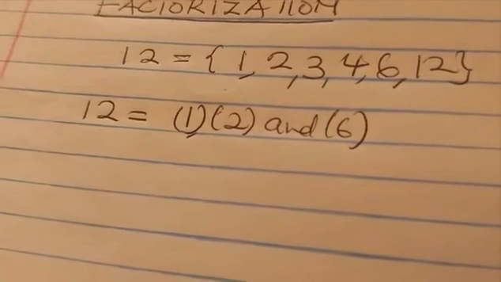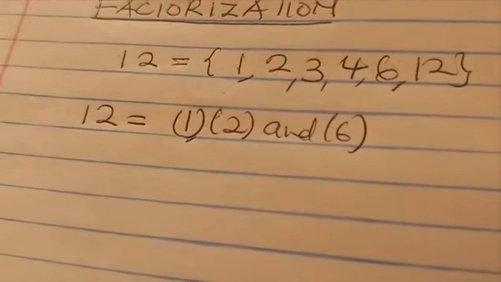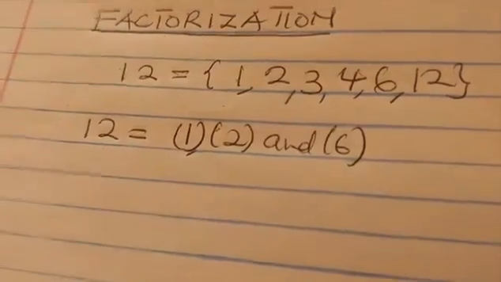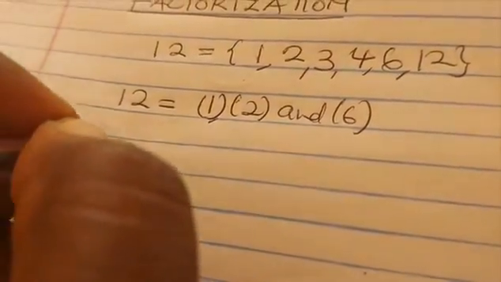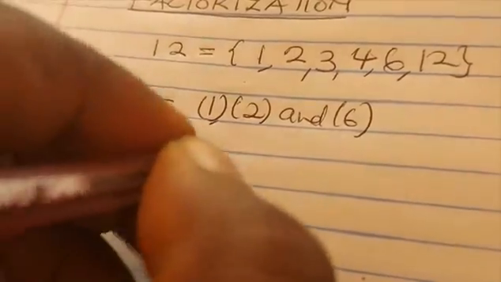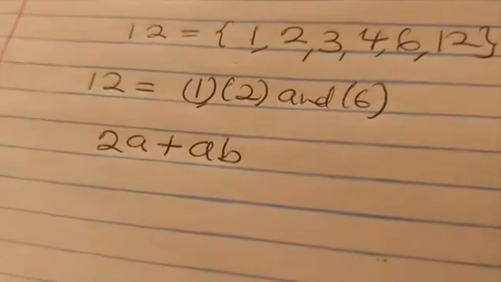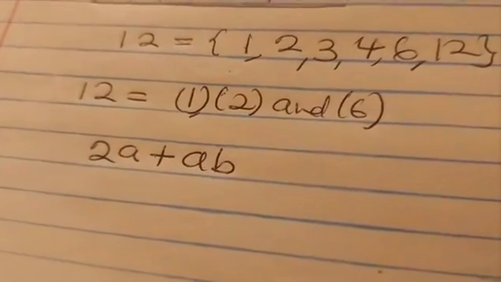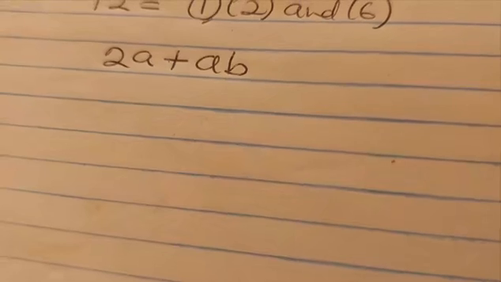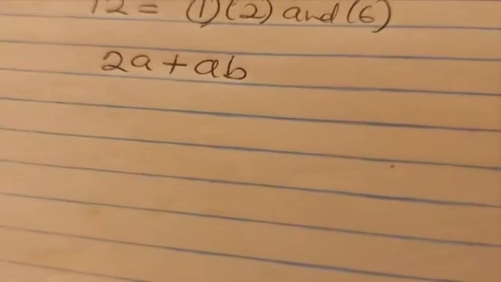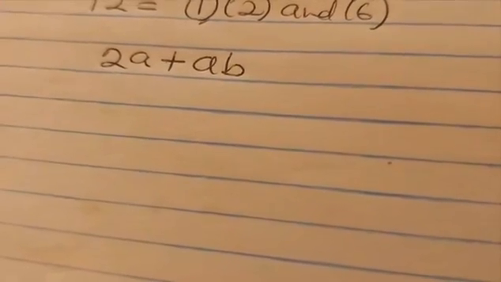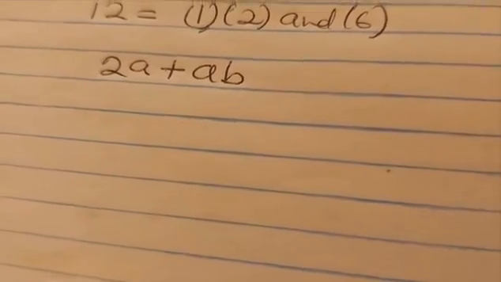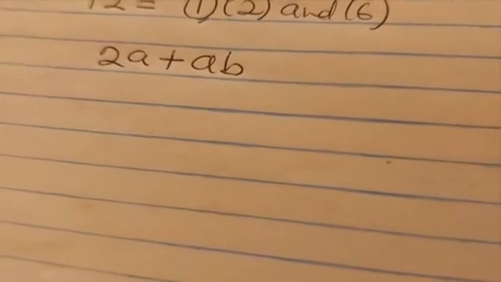Now, let's set the ball rolling. We are going to take mathematical expressions. So, for instance, let's start from 2a plus ab. If you are asked to factorize 2a plus ab, the first thing that you'd have to watch out for is which of the factors in the two terms is common.